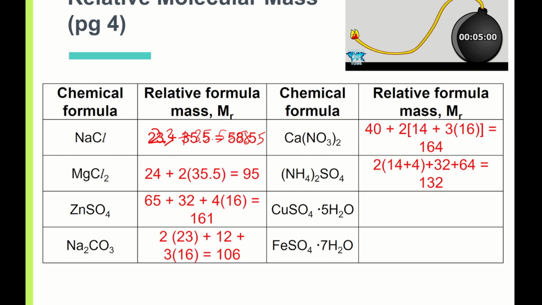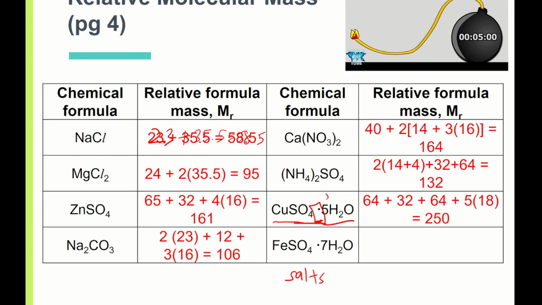Now, at this part, some of you might be thinking, what is this dot here? If you recall, it comes from the topic of salts. What does this mean? This means that I have copper(II) sulfate, and this copper(II) sulfate has 5 molecules of water bonded to this ionic compound. So if I want to calculate the relative formula mass, I need to take into account the water molecules.